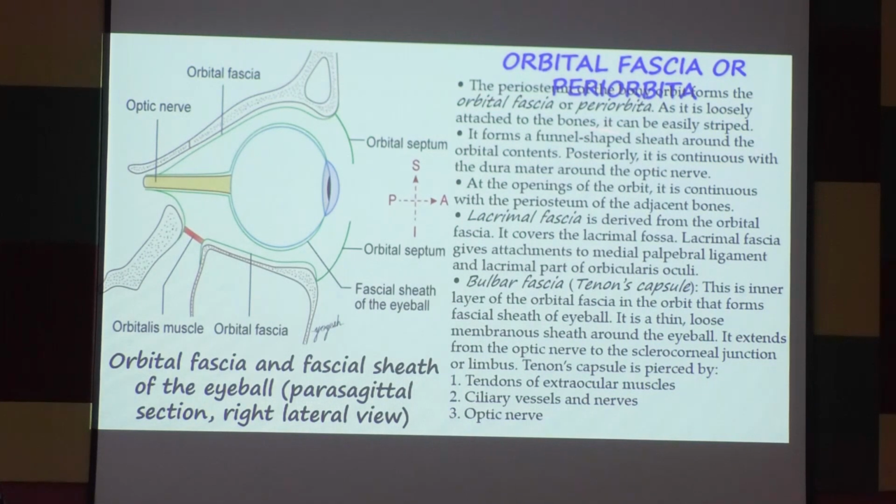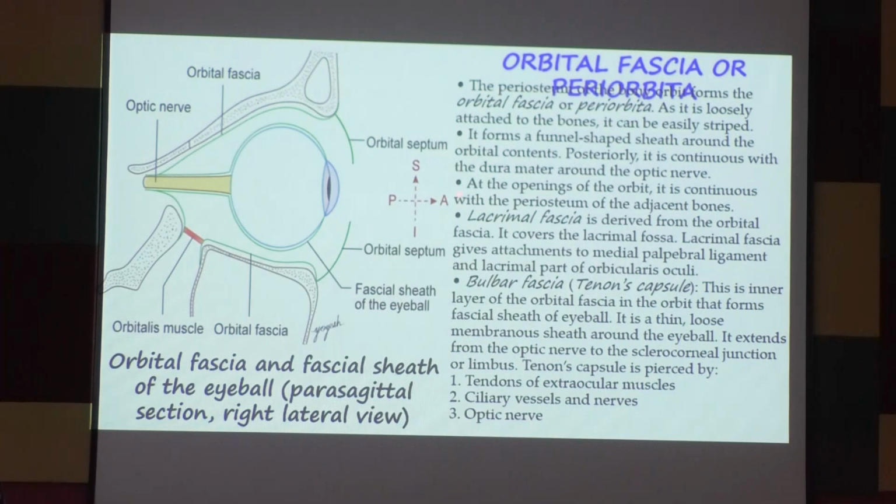Okay, the periosteum of the orbit forms the orbital fascia or periorbita, and as it is loosely attached to the bones, it can be easily stripped, and it forms a funnel shaped sheath around the orbital contents. Posteriorly, it is continuous with the dura mater around the optic nerve. At the opening of the orbit, it is continuous with the periosteum of the adjacent bones.